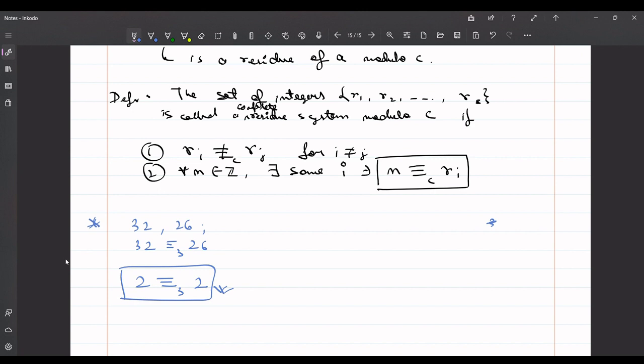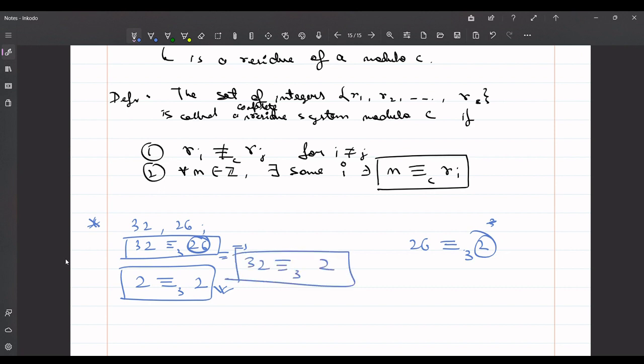Right? So in these sort of cases, what we can do is that the right hand side 26, we can bring 26 to such a number which is less than 3. We can keep dividing 26 by whatever modulo you are given, and we can bring 26 down to 2. The reason is 26 is congruent to 2 modulo 3, so we can replace 26 by 2 in this particular statement. So 32.